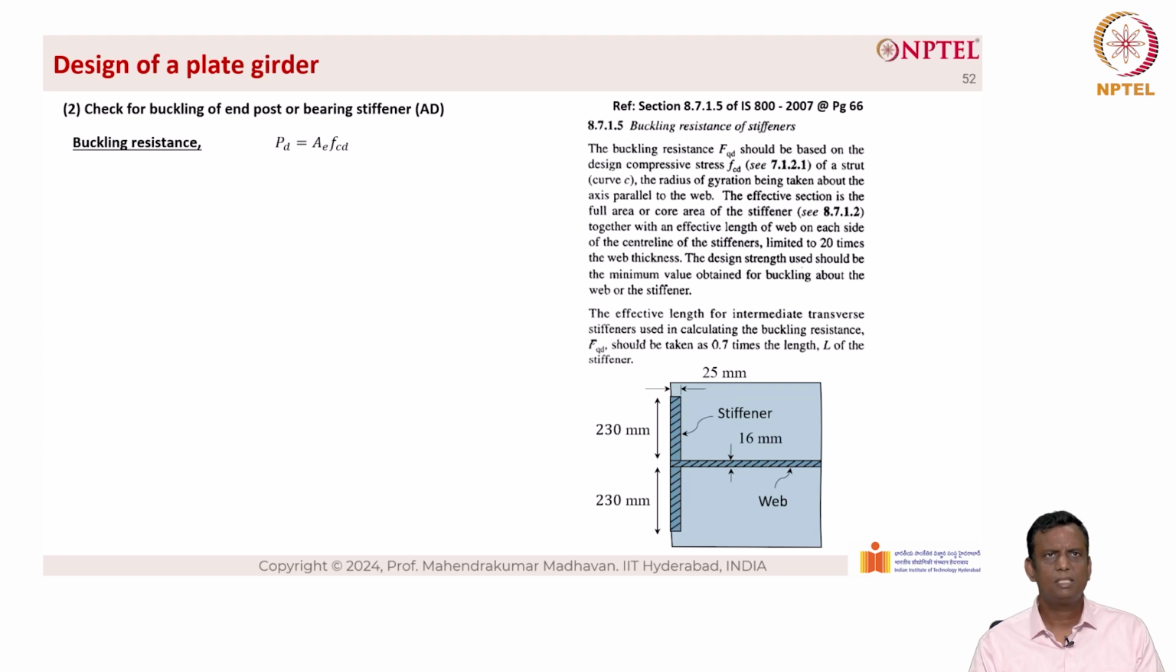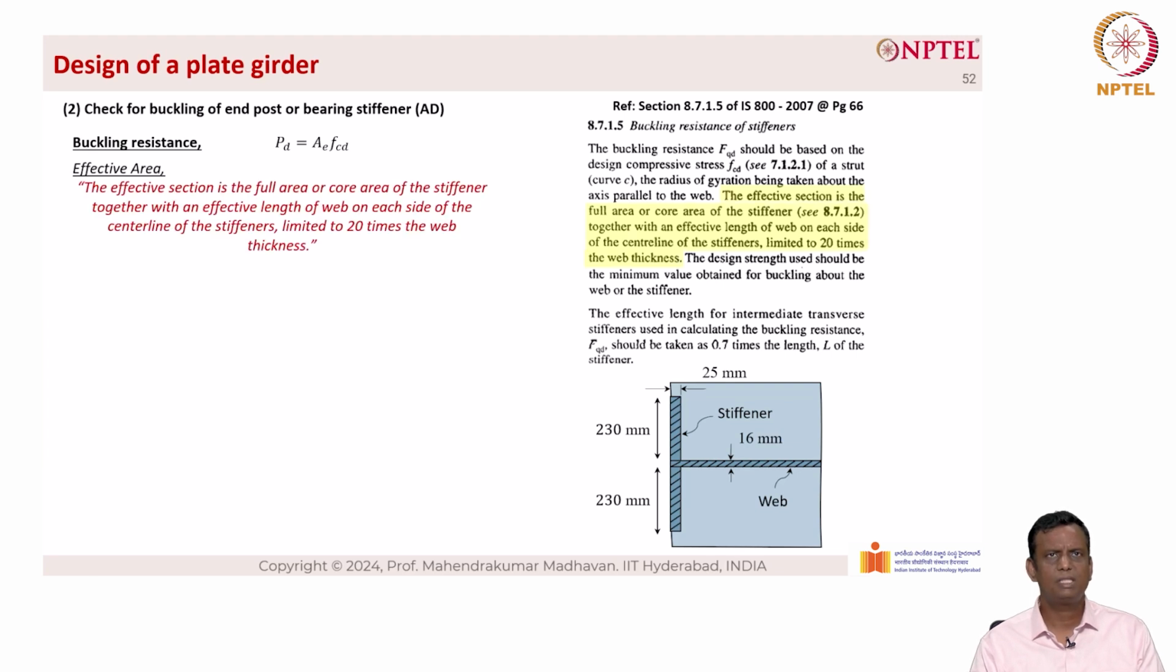The buckling resistance P sub D is given as AE into FCD. The effective area is the full area or the core area of the stiffener together with an effective length of the web on either sides of the center line of the stiffeners, limited to 20 times the web thickness. Basically, when we are calculating the buckling resistance, the effective area can also include the web area on either sides of the stiffeners on the right side and the left side. The length is basically 20 times the thickness of the web.